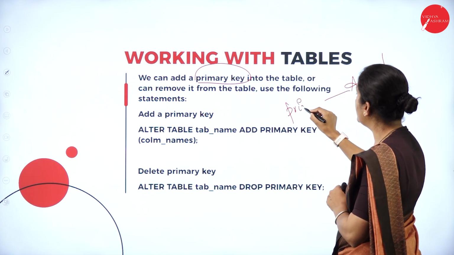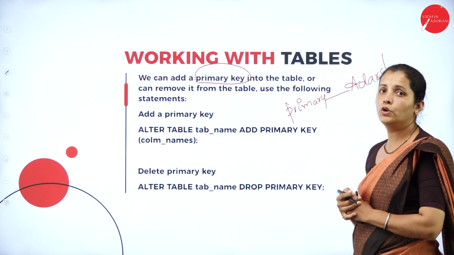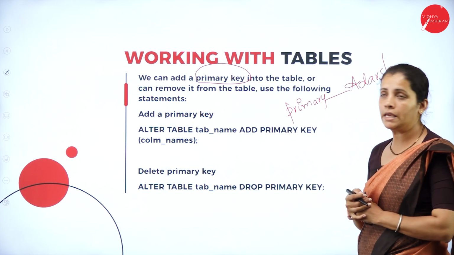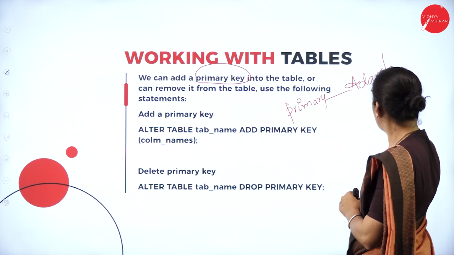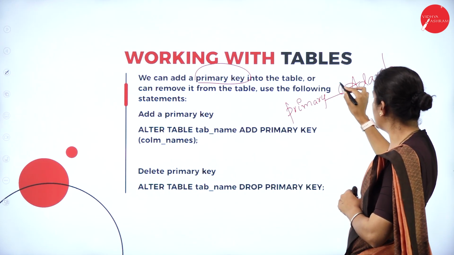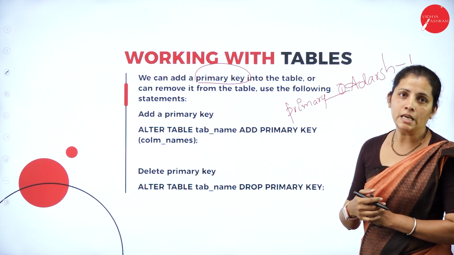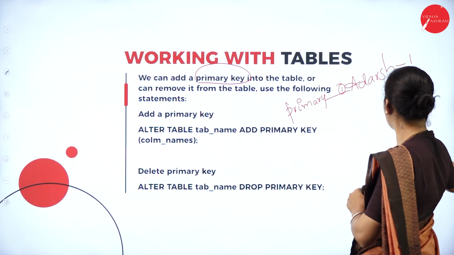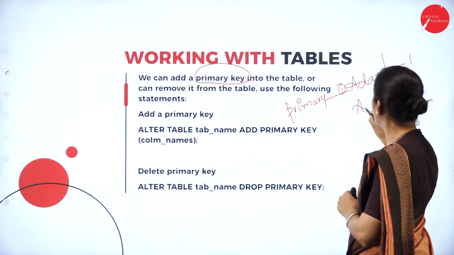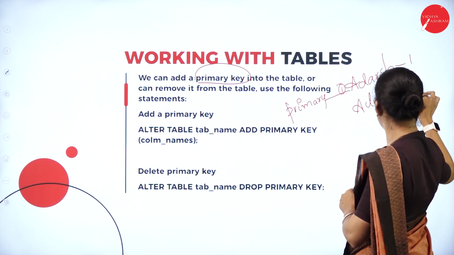So in order to identify the fields uniquely, I'm going to use a primary key. First, for the first student, say my primary key is an integer, so I'm going to assign the value 1. Next, for the second student, what's the primary key? It is 2.